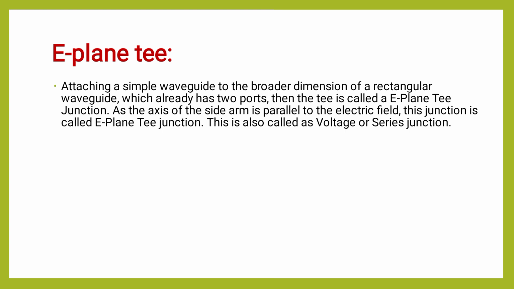This is also called a voltage or series junction, which means here the electromagnetic waves or the microwaves are transmitting through these waveguides, and we know in microwaves we have both electric field and magnetic field. Here the electric field is parallel to the port which is connected to the broader dimension. As already mentioned, as the axis of the side arm is parallel to the electric field, this junction is called the E-plane T junction. And this E-plane T is also known as a voltage or series junction.